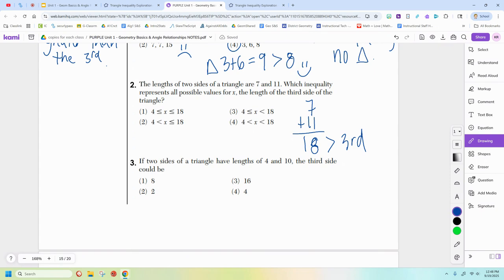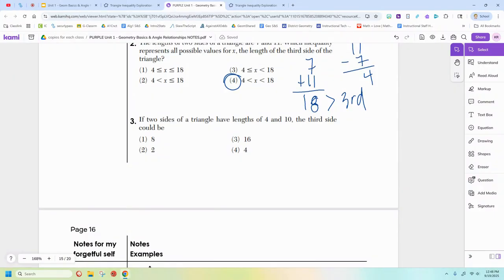Does that make sense? And then notice where the 4 comes from. 4 comes from 11 minus 7. So if we have a side of 4 and a side of 7, then the third side needs to be greater than 11. So the deal is this: we want the choices that do not have the equal symbols. Does that make sense? That's how you find those bounds. You add them and you subtract them. Okay, so that's going to help us with this one.